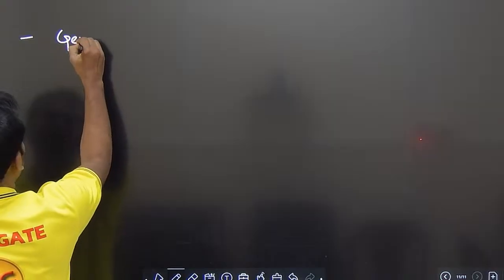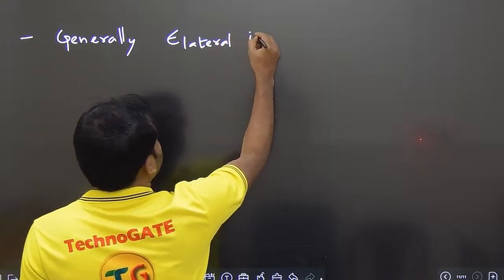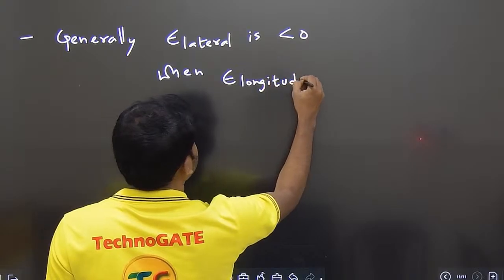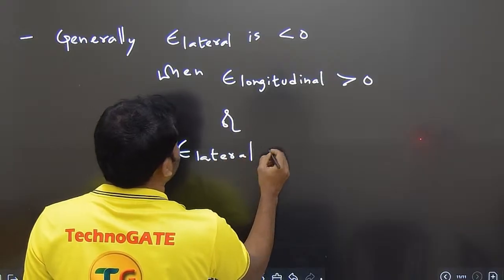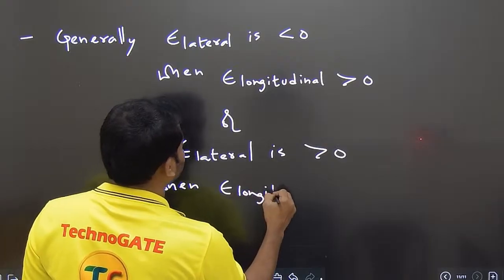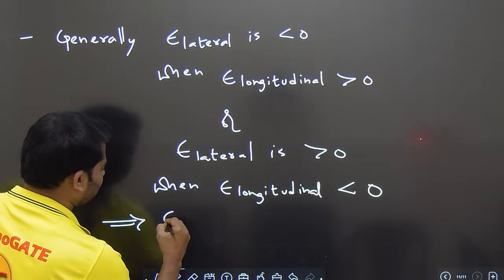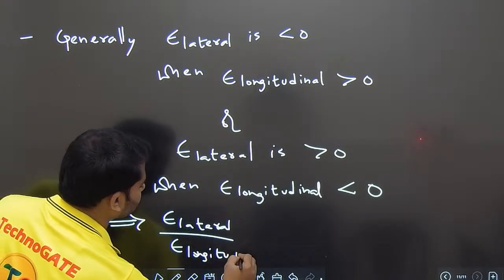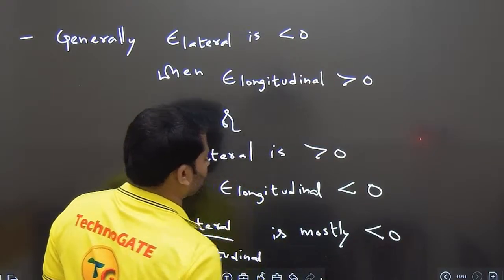Generally, epsilon lateral is less than 0 when epsilon longitudinal is greater than 0, or epsilon lateral is greater than 0 when epsilon longitudinal is less than 0. Understand? So this implies epsilon lateral by epsilon longitudinal is mostly less than 0. That is negative.